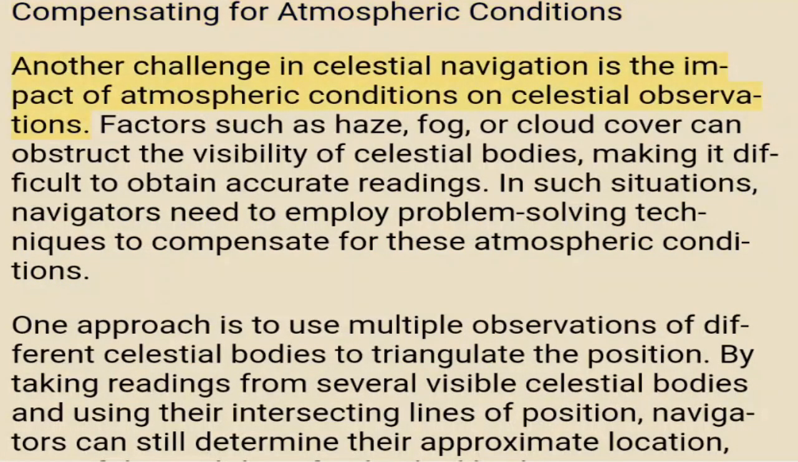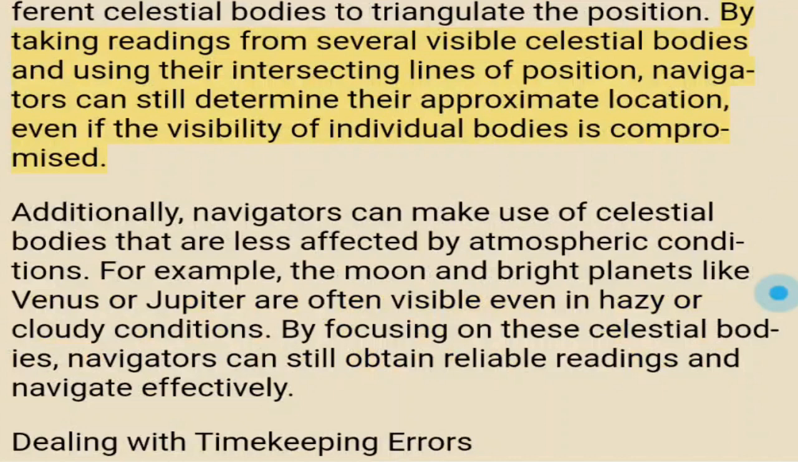Compensating for atmospheric conditions. Another challenge in celestial navigation is the impact of atmospheric conditions on celestial observations. Factors such as haze, fog, or cloud cover can obstruct the visibility of celestial bodies, making it difficult to obtain accurate readings. In such situations, navigators need to employ problem-solving techniques to compensate for these atmospheric conditions. One approach is to use multiple observations of different celestial bodies to triangulate the position. By taking readings from several visible celestial bodies and using their intersecting lines of position, navigators can still determine their approximate location, even if the visibility of individual bodies is compromised.